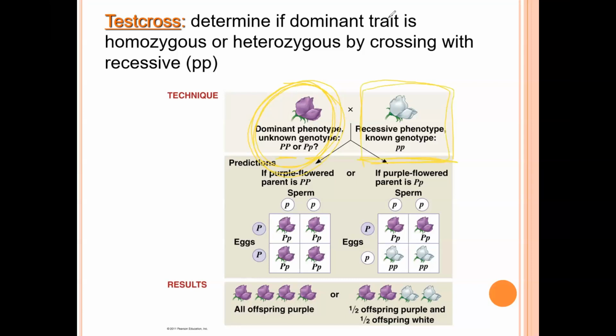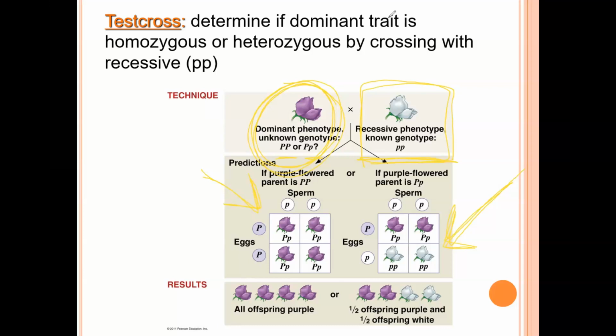And what you know is if the flower is white, it has to be little p. So you'd cross it. If you got this outcome right here, that means the original purple flower was big P. So if you got all purple offspring, that means the original purple flower was big P. If you got some white flowers as offspring, that means the original purple flower had to be heterozygous for the trait. So that's a test cross.